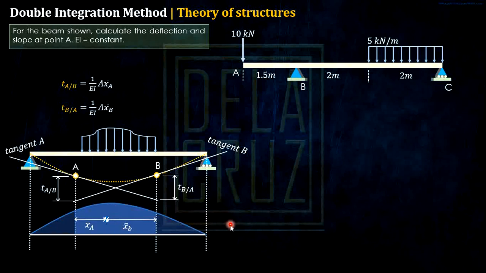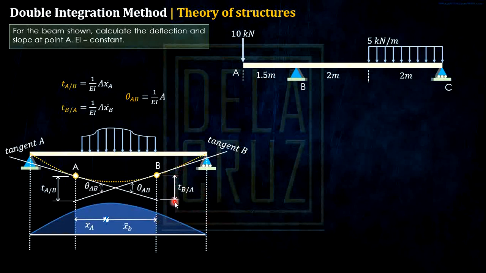Now, this slope naman, that is the change of the slope between two tangent lines. Ito yung slope, parang included slope niya. And that slope is just, similarly, the same sila, di ba? That is just the area of this moment diagram. Tapos, i-divide mo lang yan ng EI. Okay ba? Now, the sign convention here, the deviation is positive if the deviation is above the tangent line.